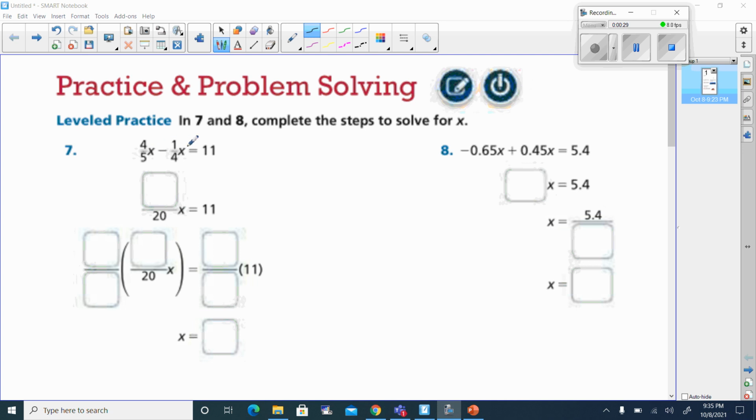Now, normally when we have two-step equations, we're moving one to the other side. But because these are like terms, we have to combine these. So I have to find a common denominator for 5 and 4. We all know that that's 20. If I multiplied 5 times 4 to get 20, then I had to multiply 4 times 4 up here, and that would have given me 16.